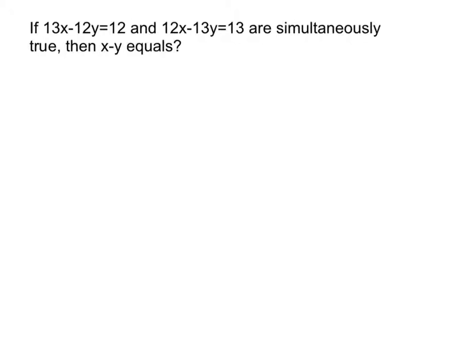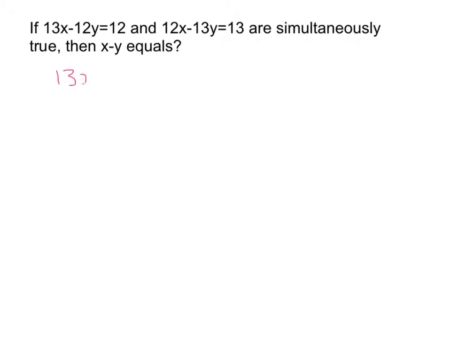If 13x take 12y equals 12 and 12x take 13y equals 13 are simultaneously true, then x minus y equals. Now you might be able to see a bit of a pattern in here, but I'm going to take the long way around just to be efficient, make sure what I'm doing is right. I'm going to solve these first two equations, so I'm going to just list them down.